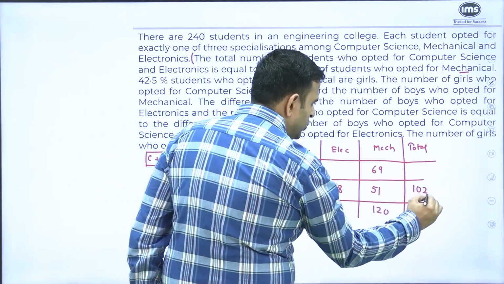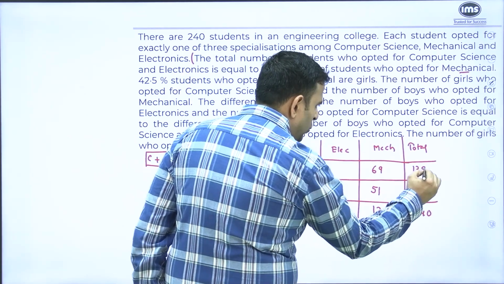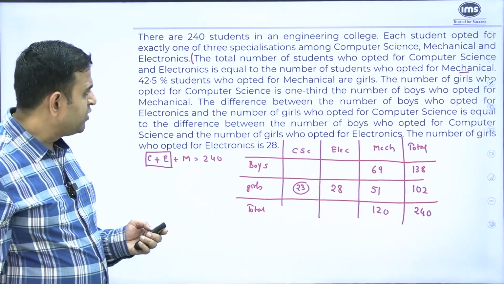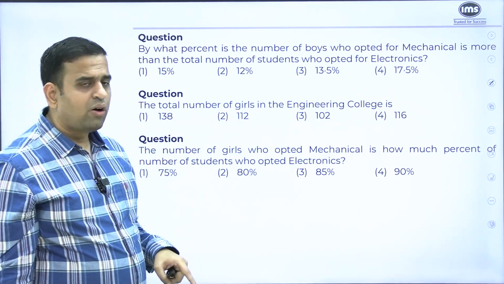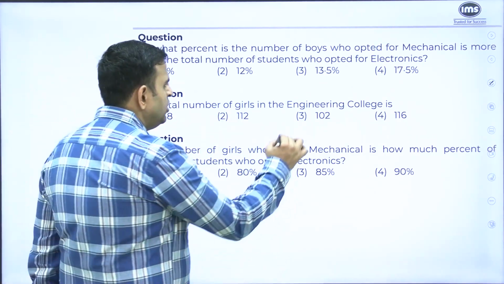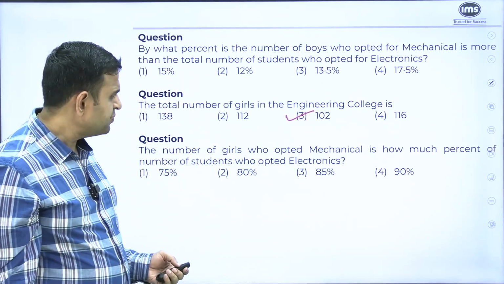This is 102. Total is 240. This must be equal to 138. If you look at one of the questions we are able to answer by now, the total number of girls in the college happens to be 102. So option number 3 is the answer for that particular question.